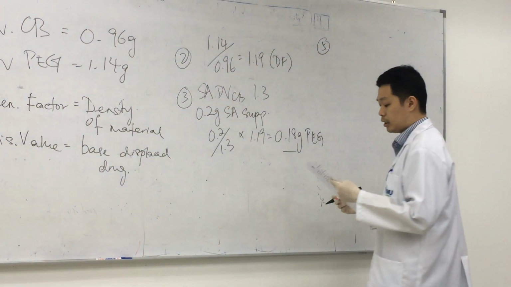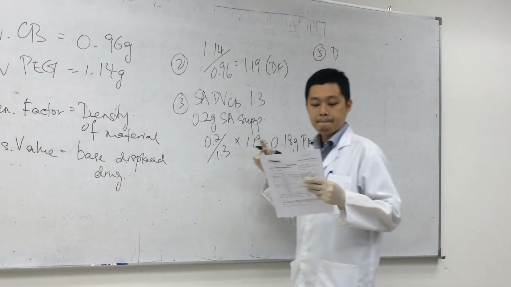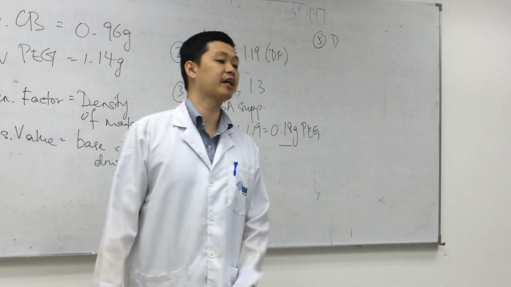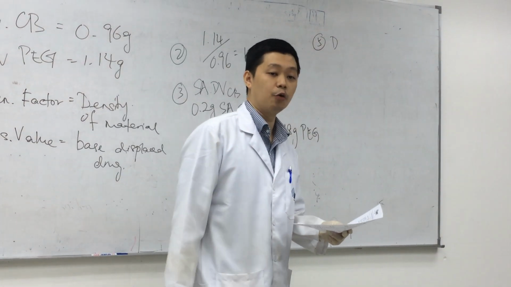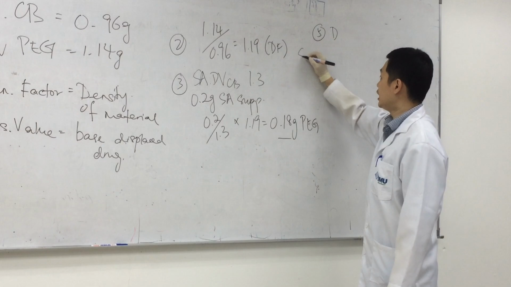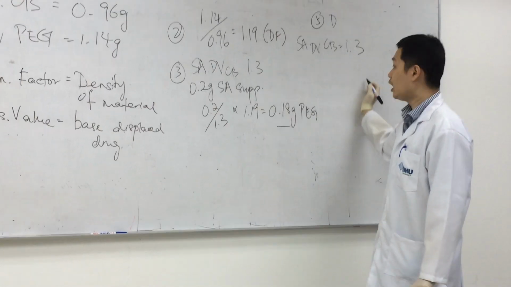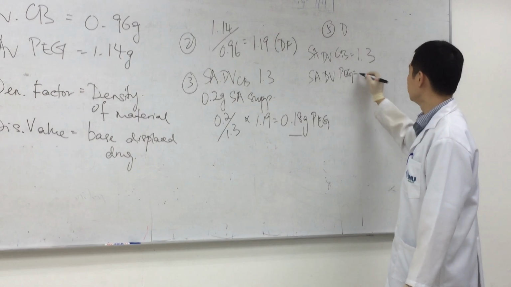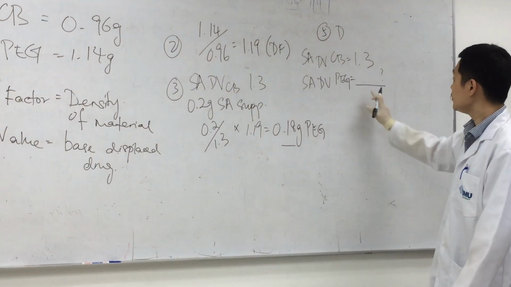We are talking about the displacement value. You may need to correct the questions printed in your manual. Question number 5 says calculate the density factor. Please change it to displacement value. This will create less confusion for you about what they are trying to ask. I know that the salicylic acid displacement value in cocoa butter is 1.3. Now I want you to calculate the salicylic acid displacement value in polyethylene glycol. This is the question that you're trying to answer.